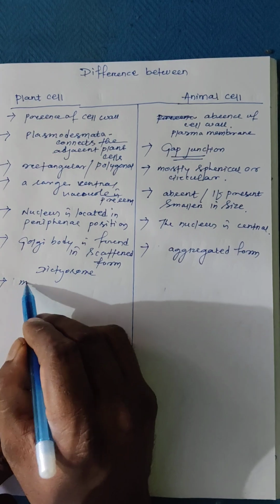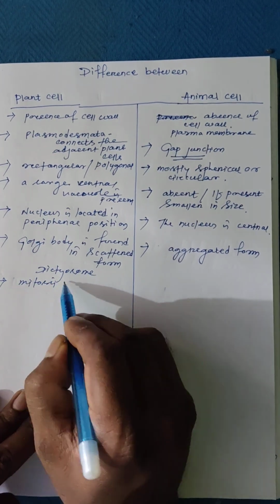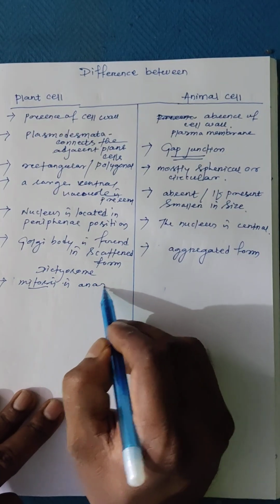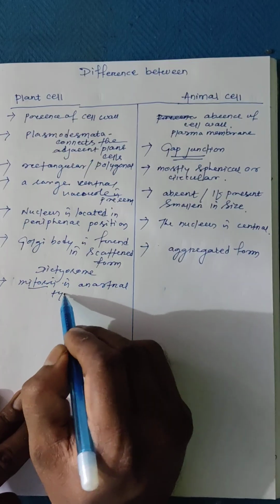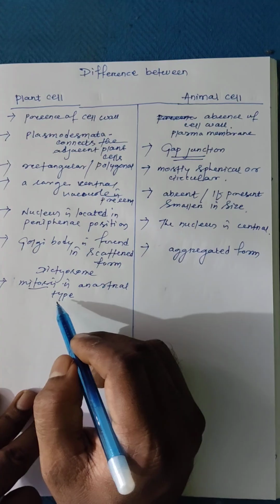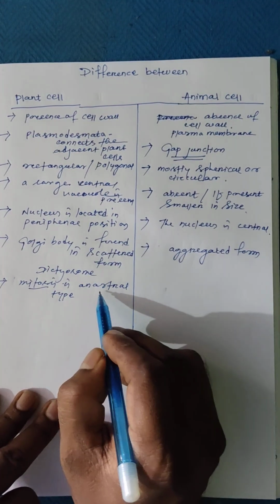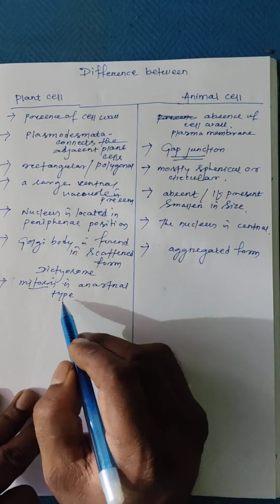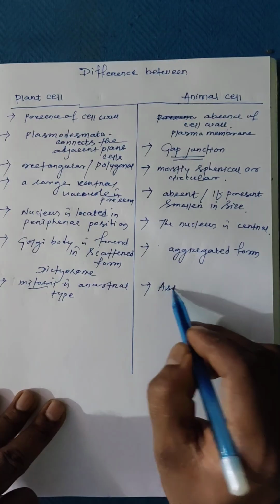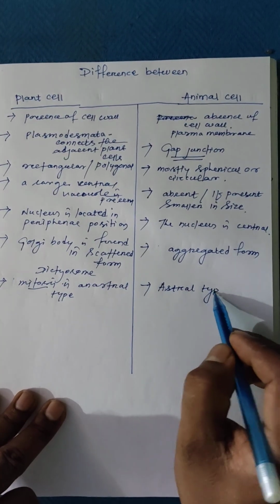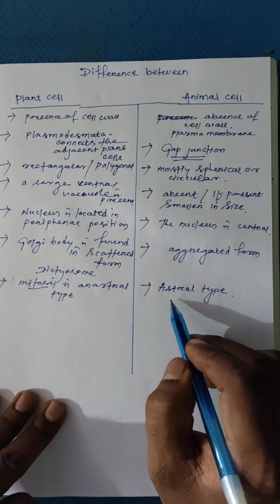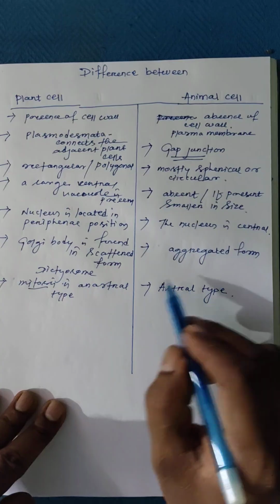In plant cell, mitosis, that is the type of cell division, is anastral type. Anastral type means no aster is formed. In plant cell, we know that centrosome or centriole is absent. Since centriole is absent, no aster is formed during cell division. But in animal cell, the mitosis is astral type, meaning aster is formed. The microtubular rays or stars are formed around the centriole.